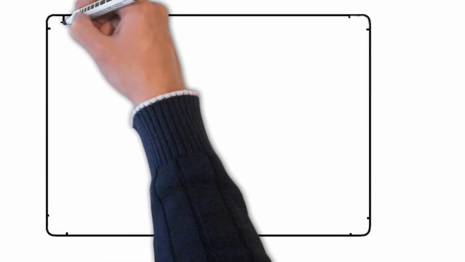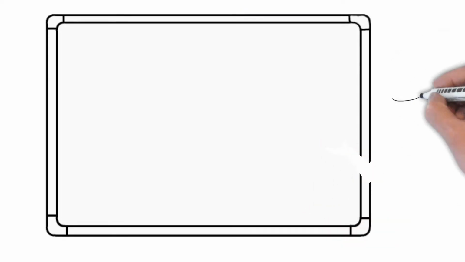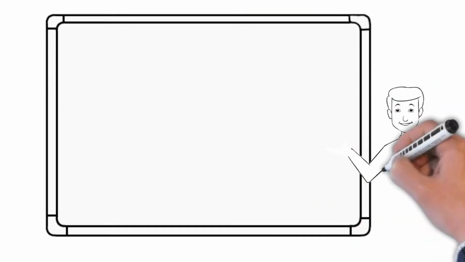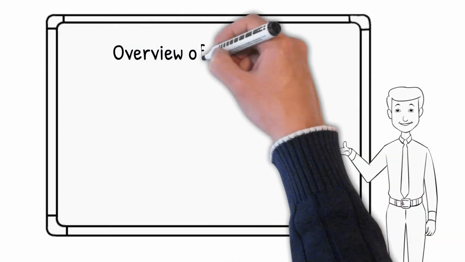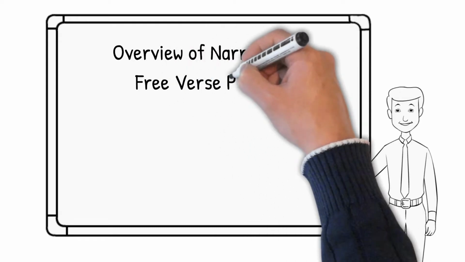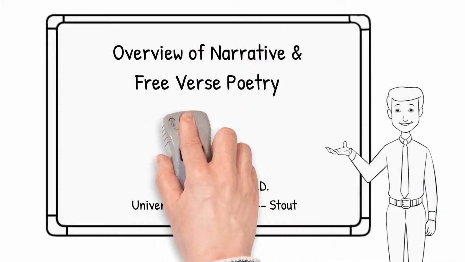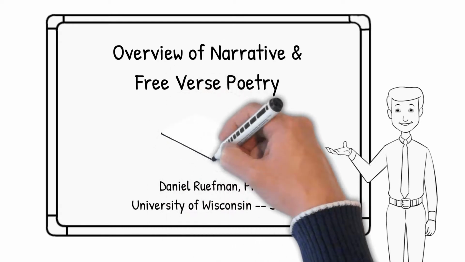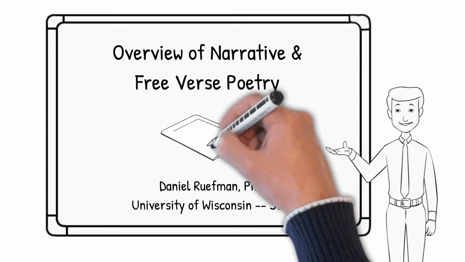When people think of poetry, they often try to emulate that highly structured formal verse that they learn about early on in childhood. The problem is that this form of poetry is often the most difficult to get right. For that reason, when working with new poets, I like to begin with the realm of narrative-free verse. I'm Daniel Ruefman, and this is my crash course in narrative-free verse poetry.